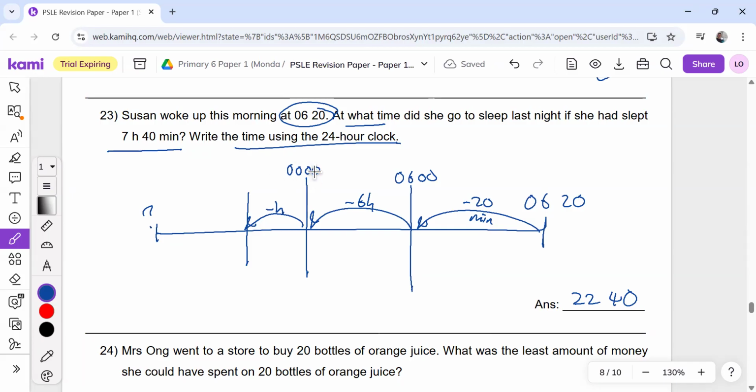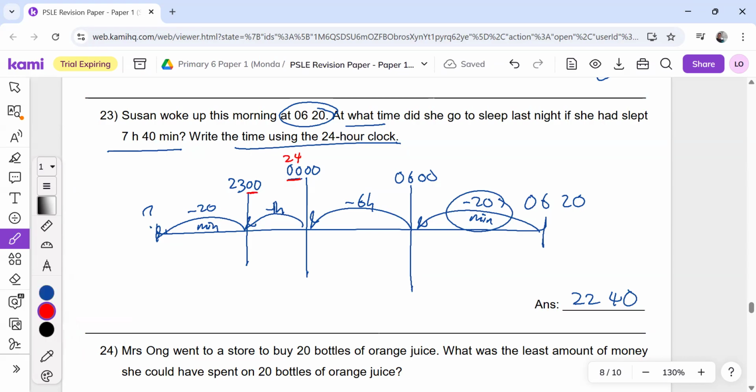If you're confused, the zero is actually like 24. So 24 minus 1 hour, you will get 23. So 0000 is like a 24. When you jump back 1 hour, you minus 1 hour and it becomes 2300. And then you need to jump back another how many more minutes? You already jumped 20 minutes, so you need to jump another 20 more minutes. And then how to minus?